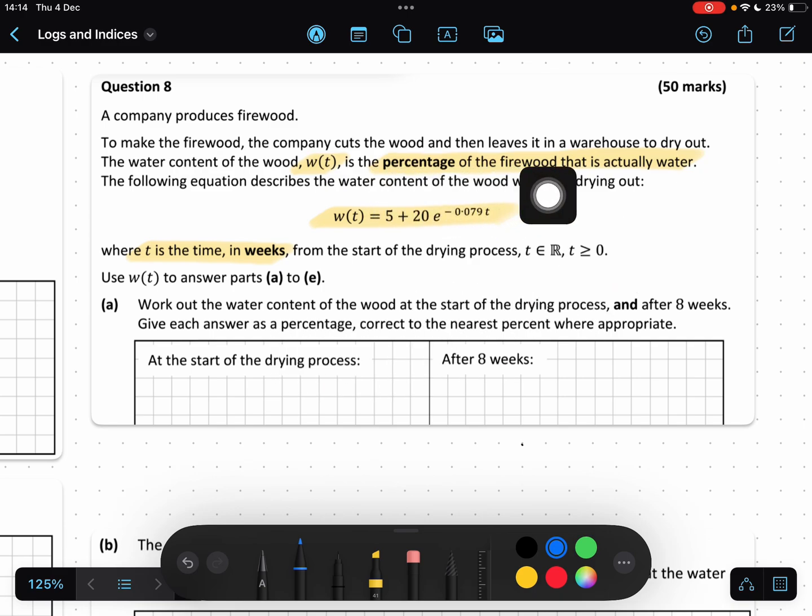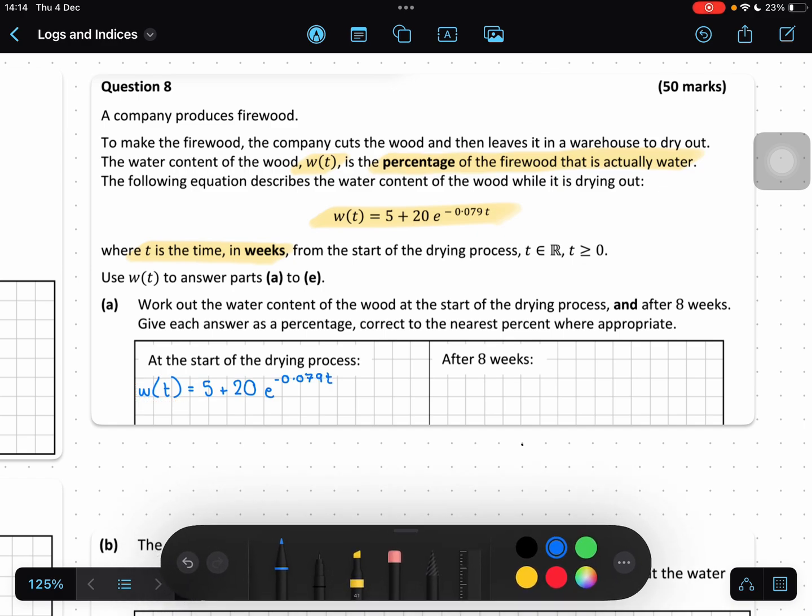So here, the percentage of wood that's actually water is W of T, so I'm going to be using W of T for this. So I get 5 plus 20 e to the power of minus 0.079t. This is going to give me my answer, but I need to know what to fill in for t.